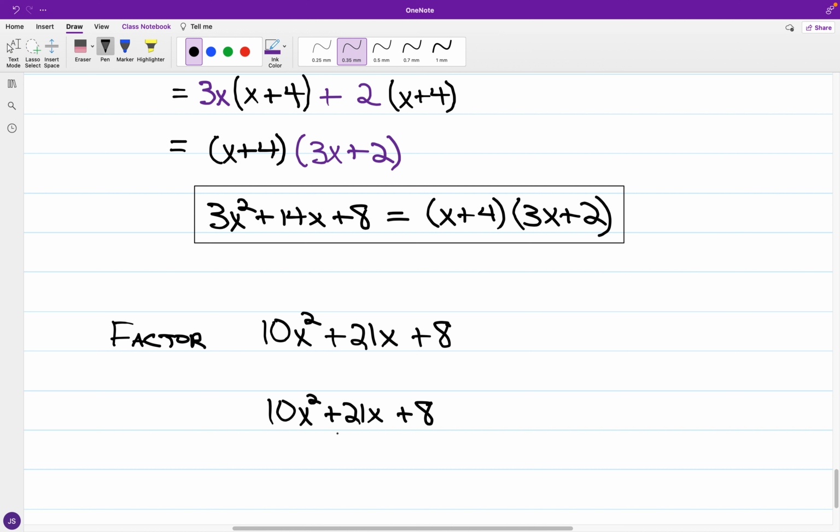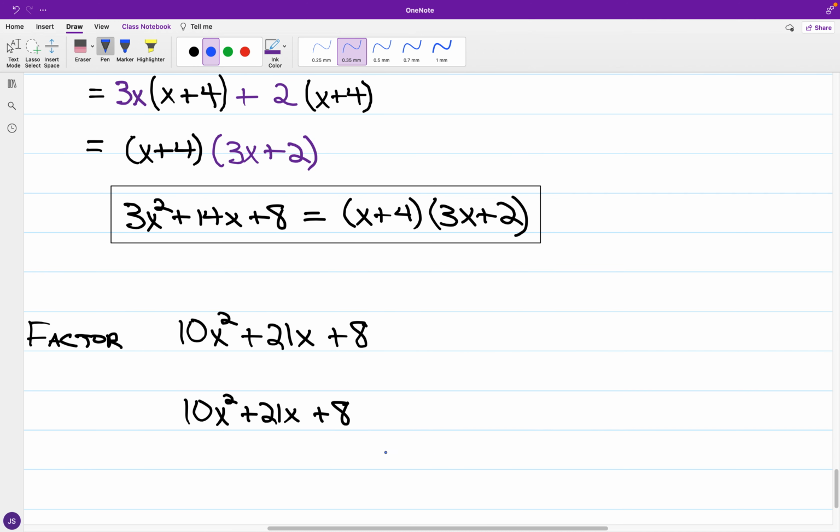Now for 10x squared plus 21x plus 8, the 10x squared can go in all kinds of directions if you were to try guessing, and it might take a long time to find the right combination. For 10x squared, it could be 10x and x, 5x and 2x, 2x and 5x, or x and 10x, and 8 is no better a situation. It could be 8 and 1, 1 and 8, 4 and 2, or 2 and 4. The factoring by grouping approach can take a lot of unnecessary guesswork out of the picture.